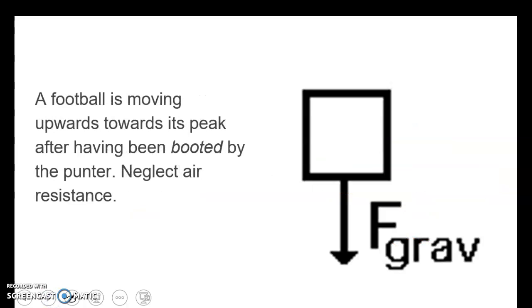A football is moving upwards toward its peak after being booted by the punter. Neglect air resistance. Once it leaves the foot, nothing else is acting on it but gravity. That is free fall. Therefore, the only thing acting on our football is gravity, and therefore we have an arrow pulling it down.